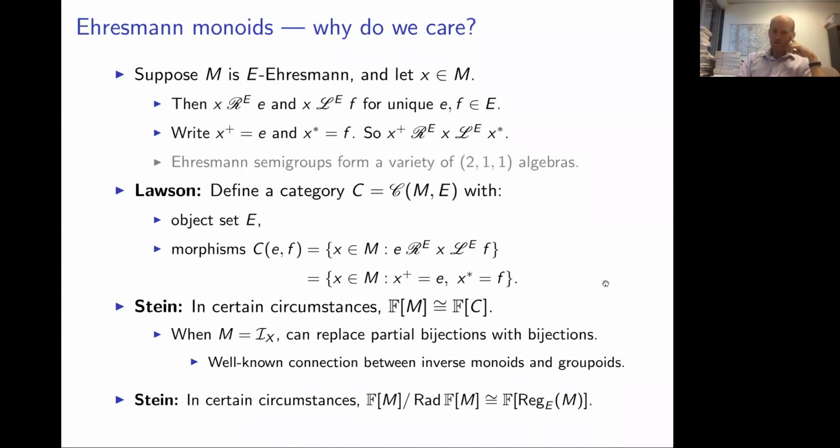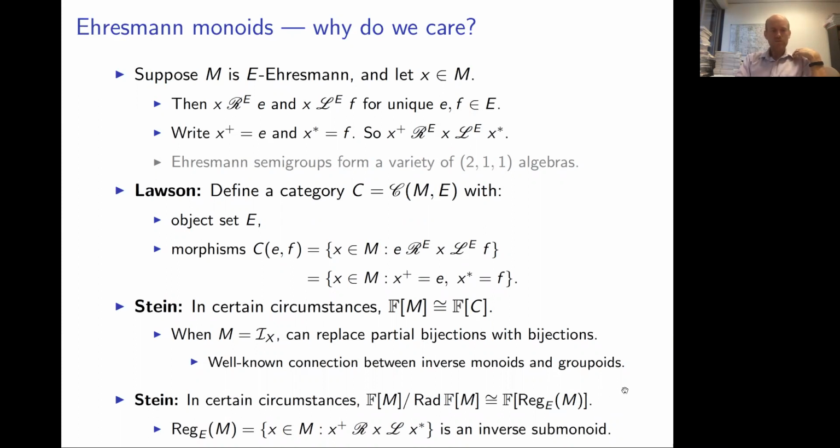Stein also showed, for example, that the largest semi-simple image of a semigroup algebra is basically the semigroup algebra of a certain inverse submonoid, which in nice cases we can compute.